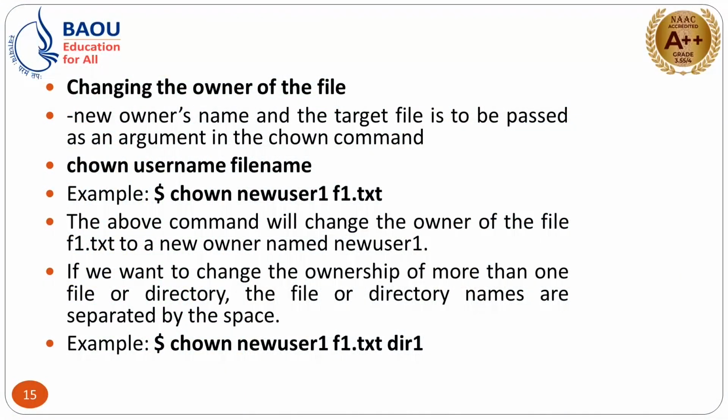chown newuser1 f1.txt and dir1. In the previous example you changed the user of one file. Now suppose you want to change the user of a file as well as a directory, or of multiple files. In that case you have to list them after this command: chown newuser1 f1.txt, or for example f2.txt, or dir1. All the files or directories for which you want to change the user have to be listed here.